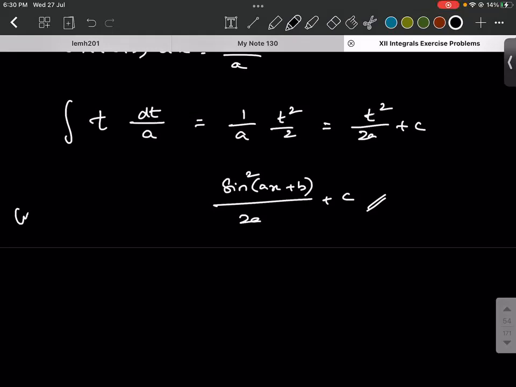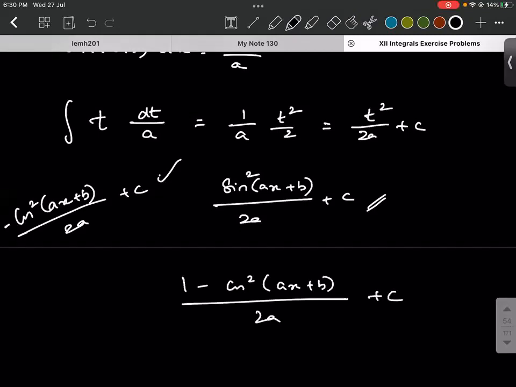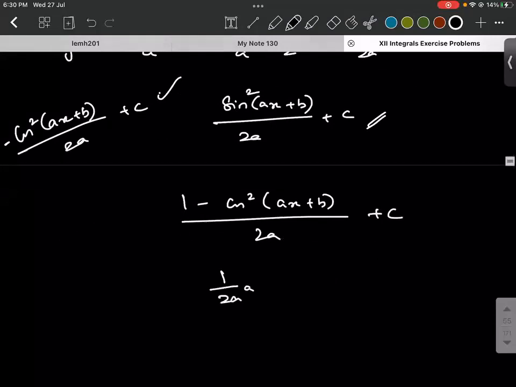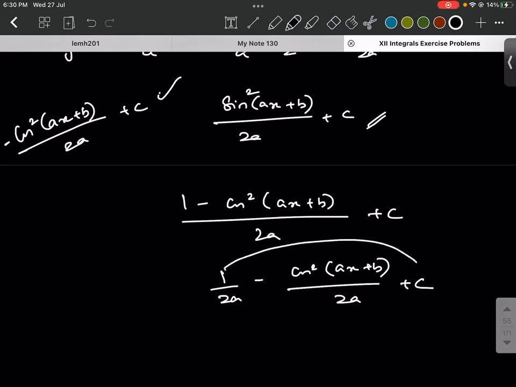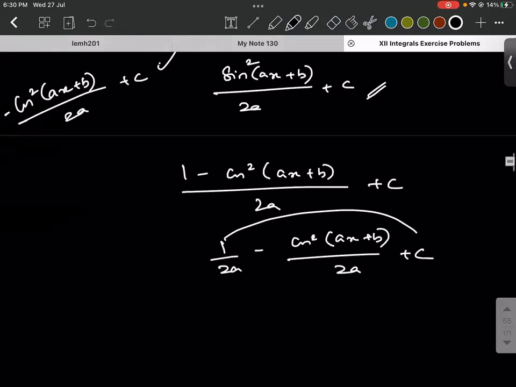So his answer is minus cos square of ax plus b divided by 2a plus c. This is also right. Why? Because what is sine square theta? 1 minus cos square. So I can write it as 1 by 2a minus cos square of ax plus b divided by 2a plus c. This combination you can take as another constant, c dash. So the answer is minus cos square of ax plus b divided by 2a plus some other constant c dash. This is also right.